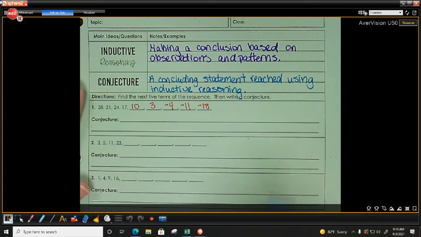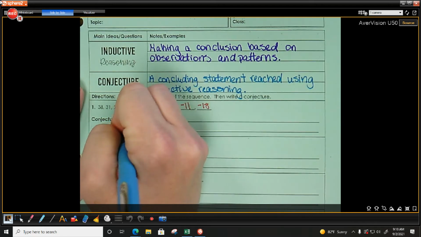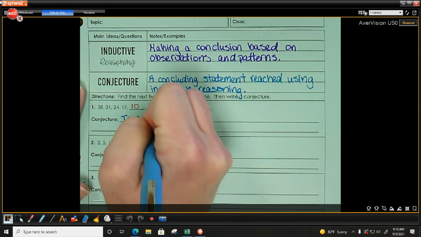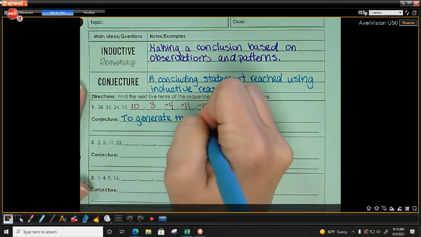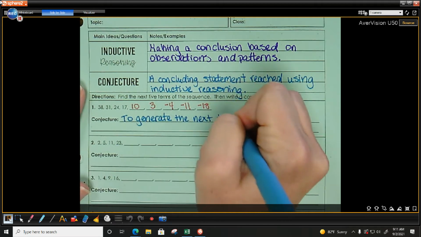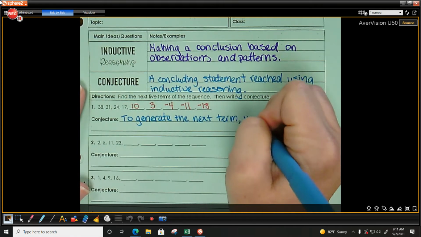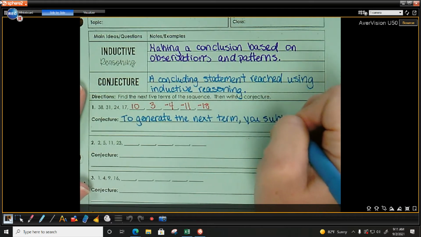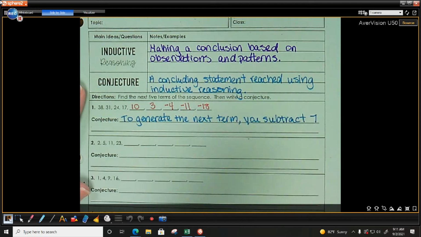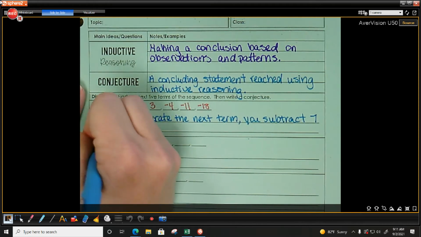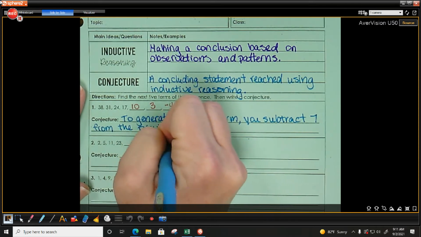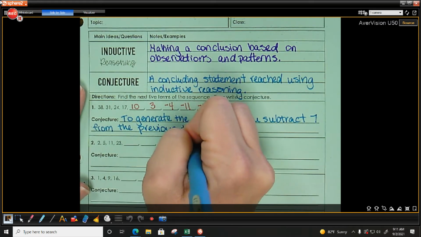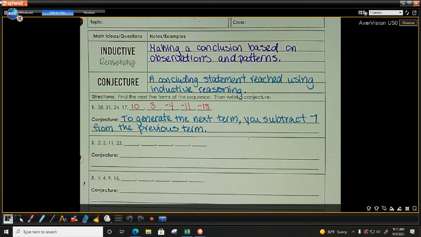Now we're going to write our conjecture. Okay? So we would say to generate the next term, you subtract 7 from the previous term. Notice your conjecture is a sentence, okay?